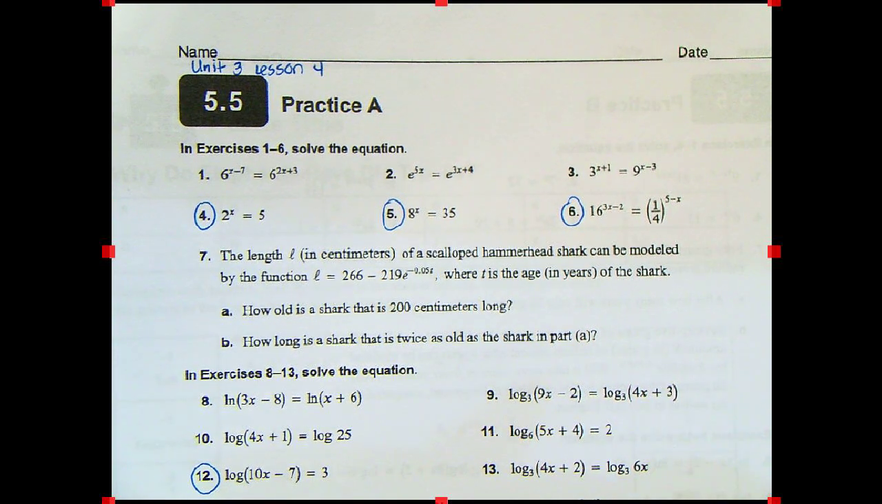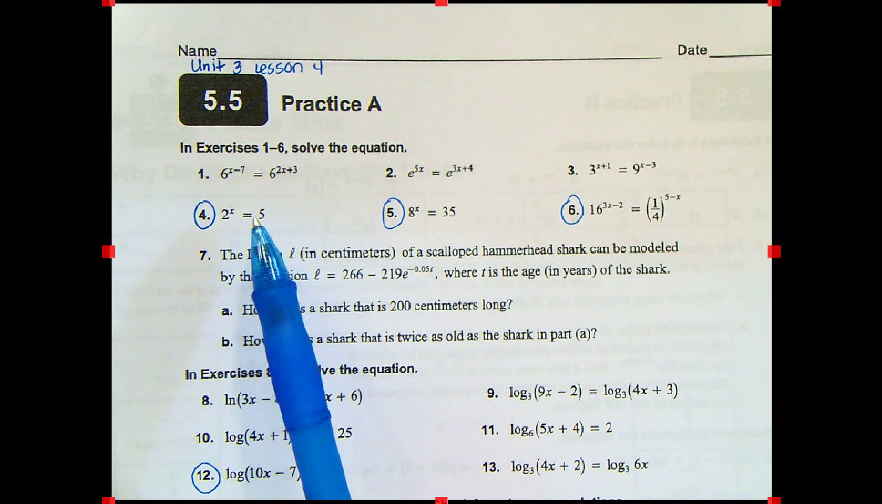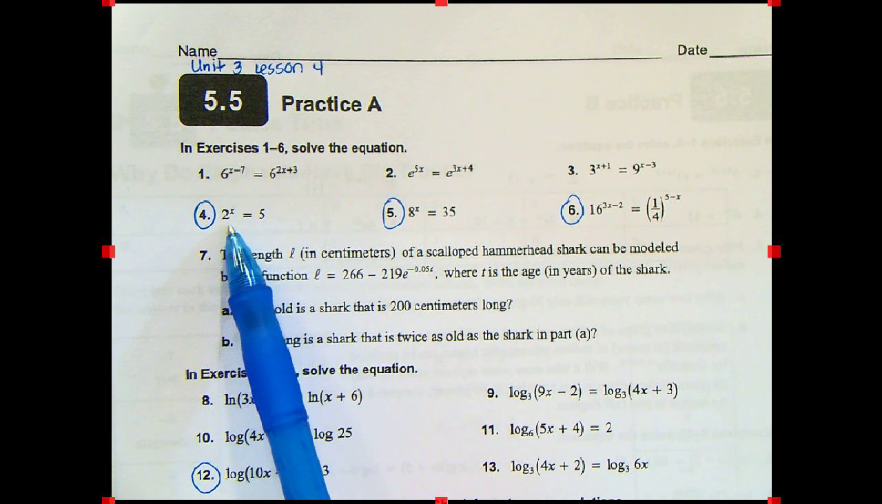For the first little grouping, it says solve the equation. So here's the deal. Usually when we have an exponential, if this has a base of 2, I want to try to make the other side also have a base of 2. But sometimes there's no way that we can actually get that specific base. And when that happens, we have to take a different approach. So there's no way I'm going to change this 5 into a base of 2.